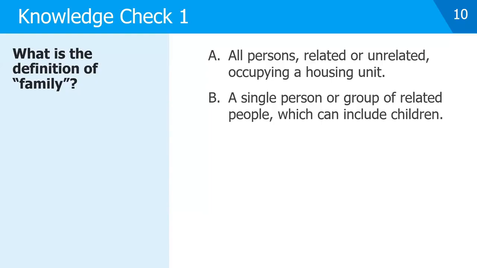And we have our first knowledge check. Ian, you want to throw up the poll? So the question here is, what is the definition of family? Is it A, all persons related or unrelated occupying a housing unit, or B, a single person or group of related people, which can include children?